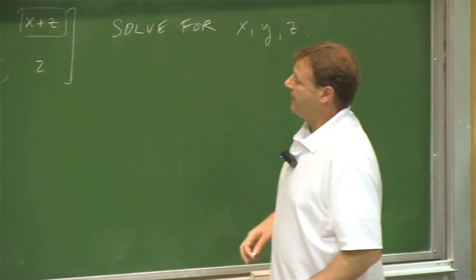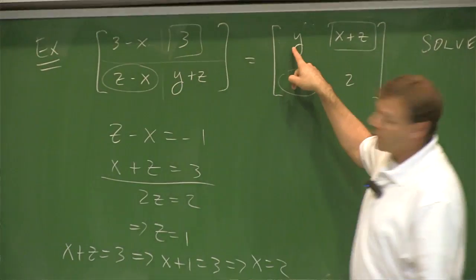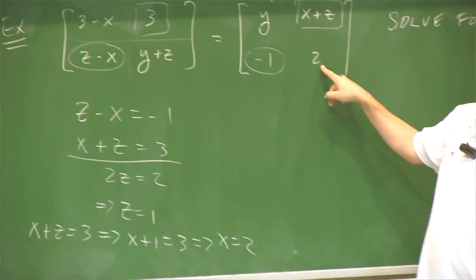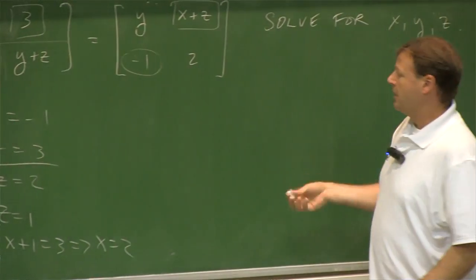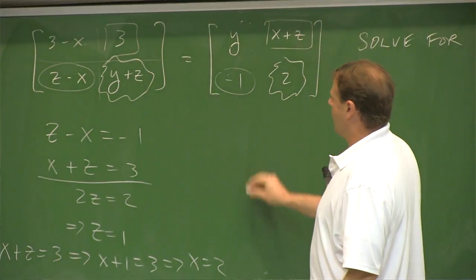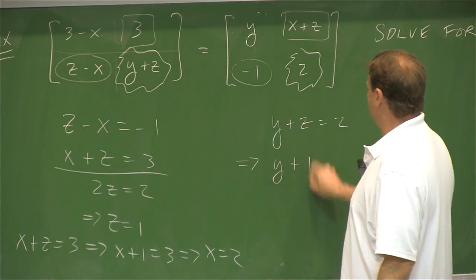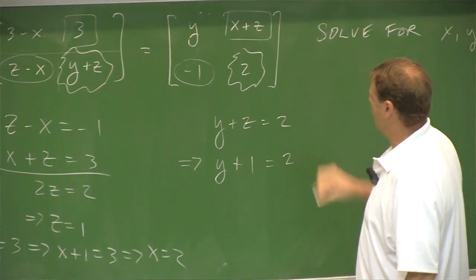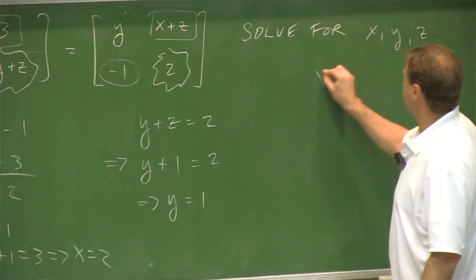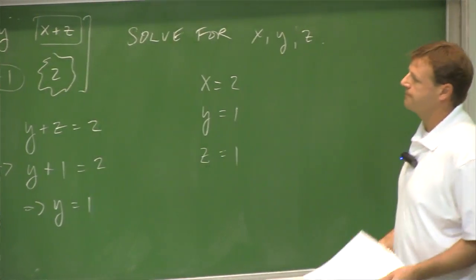And then I've got a couple more equations to work with, actually. I've got 3 minus x equals y. I could use that because I know what x is. Or I could use y plus z equals 2, and I can find out what y is because I know what z is now. So let's say we'll use this equation. I must have y plus z equals 2. But then that implies y plus 1 equals 2. And so now I have y equals 1. So my solution is x equals 2, y equals 1, and z equals 1.